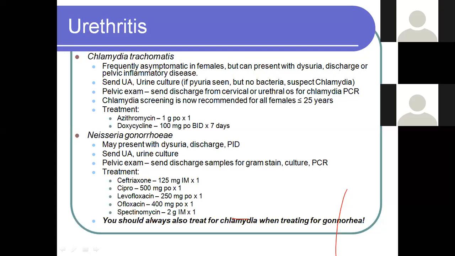Now, how do we treat them? With azithromycin and doxycycline. Now, Neisseria gonorrhoeae also presents with dysuria, urethral discharge, and pelvic inflammatory disease. We send urine analysis and urine culture. On pelvic examination, we can see some discharge from the urethra, and then we send the discharge for gram stain and culture. Now, how do we treat Neisseria gonorrhoeae urethritis? We can treat with ceftriaxone, fluoroquinolones like ciprofloxacin, levofloxacin, ofloxacin, and one should always treat chlamydia when treating for gonorrhea because most of the time both organisms are there simultaneously.